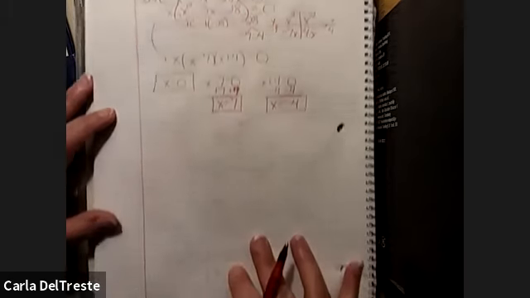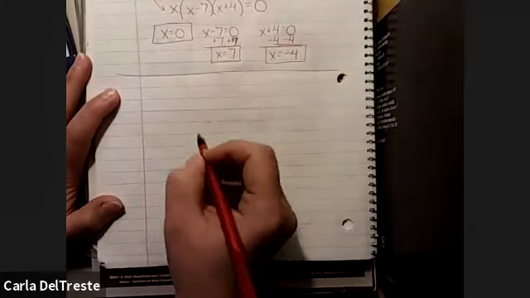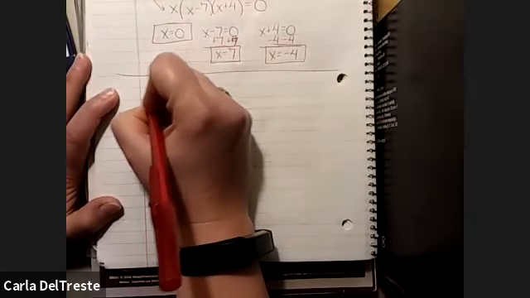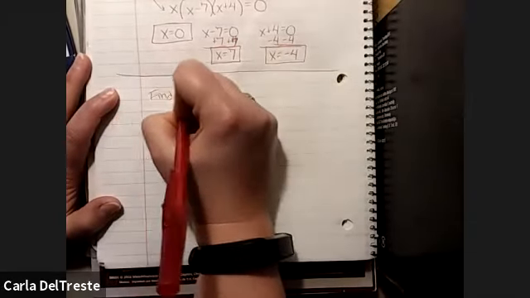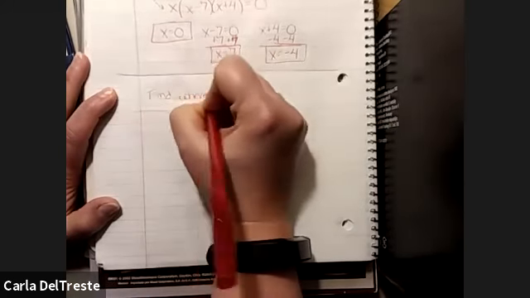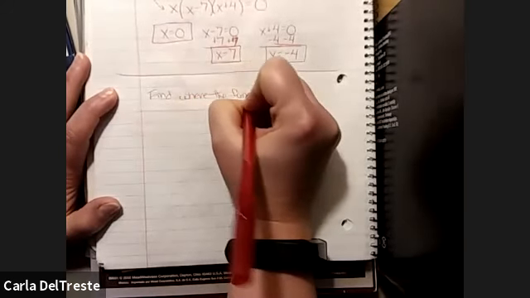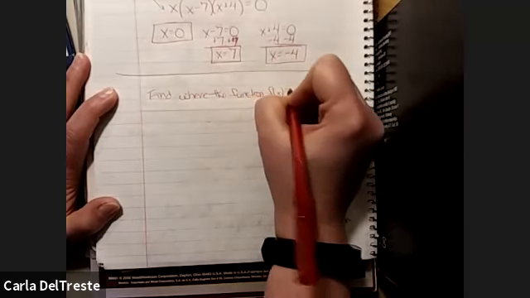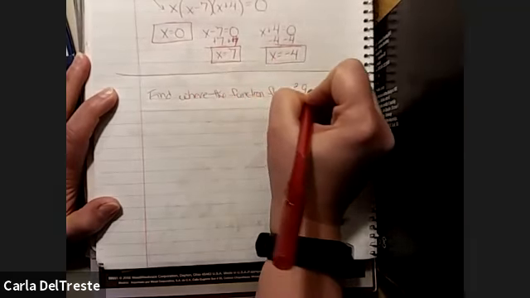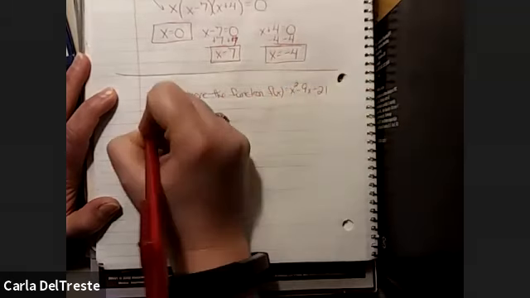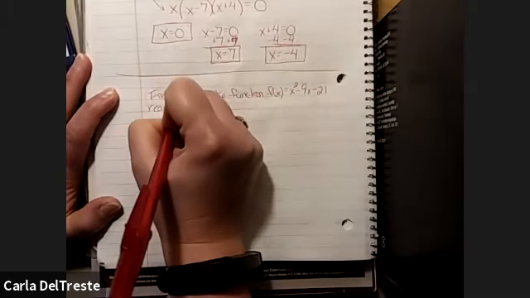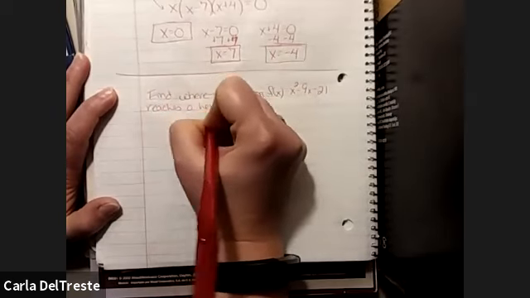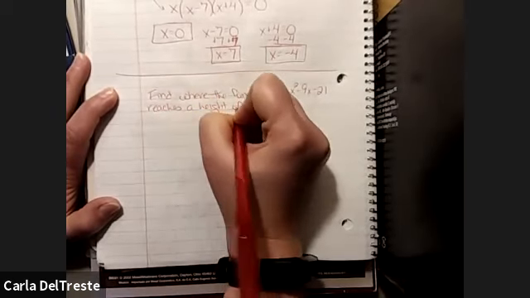All right, one more. Let's say we have, find where the function f of x equals x squared minus 9x minus 21 reaches a height of 15.